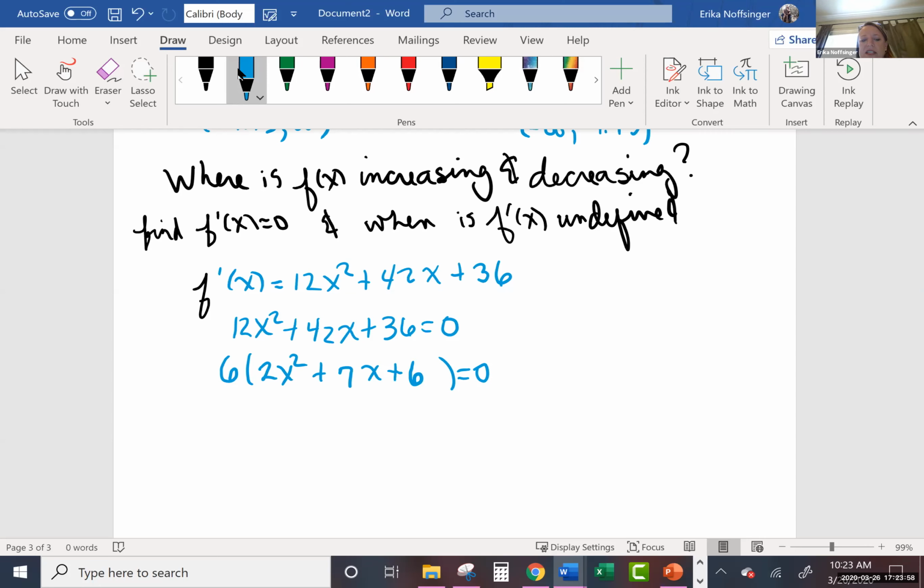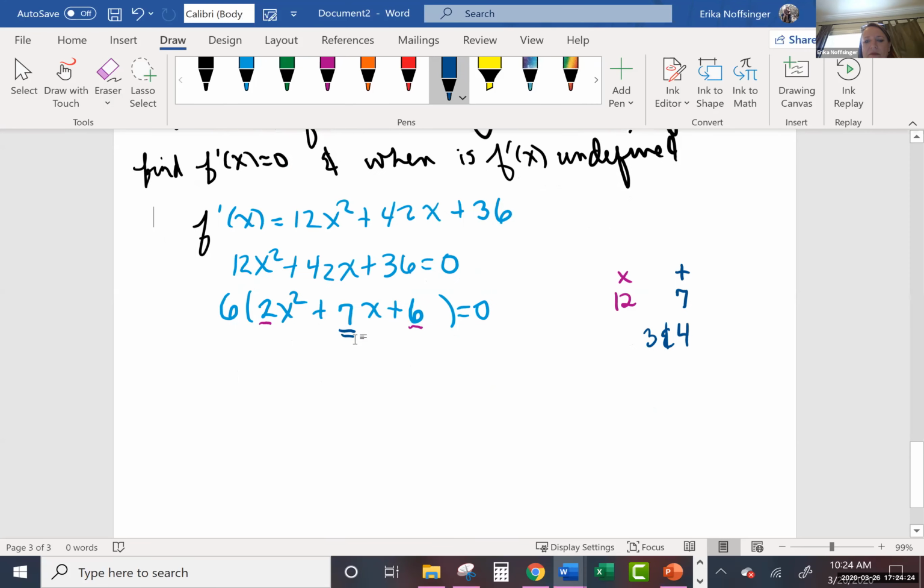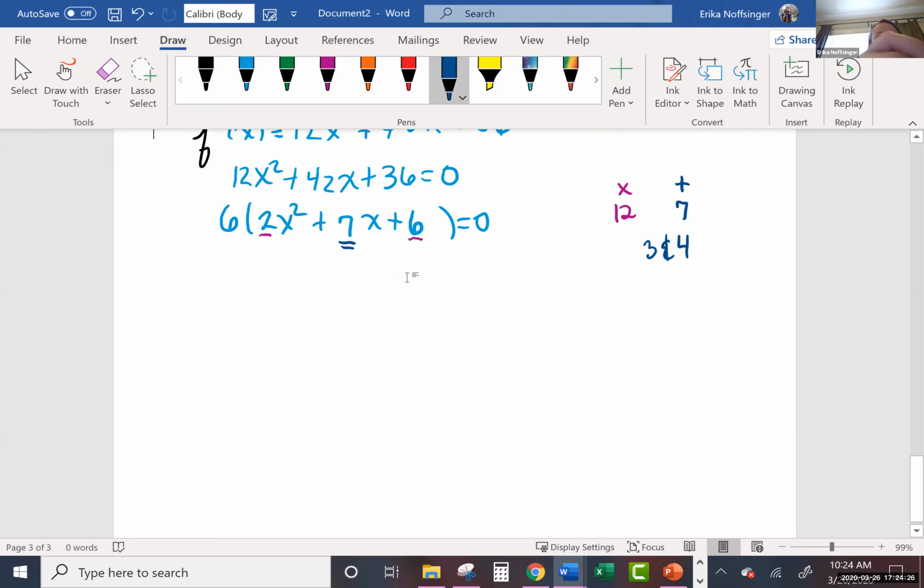So I'm just thinking to myself, because I have to do my AC method. What multiplies to give me A times C, which is 12, and would add to give me my middle term, which is 7? And I noticed that there are 2 numbers that do that. That's 3 and 4. And so let's just do this on the side. Let me just try factoring this inside parentheses here.